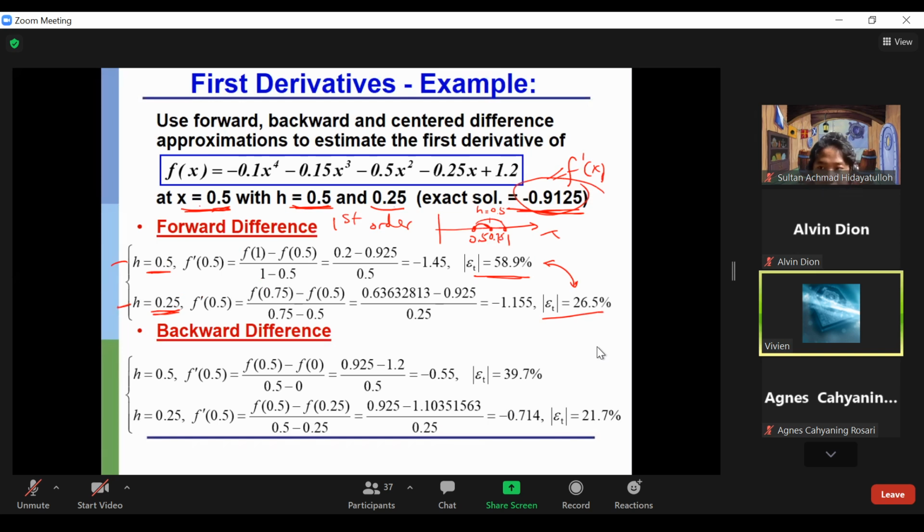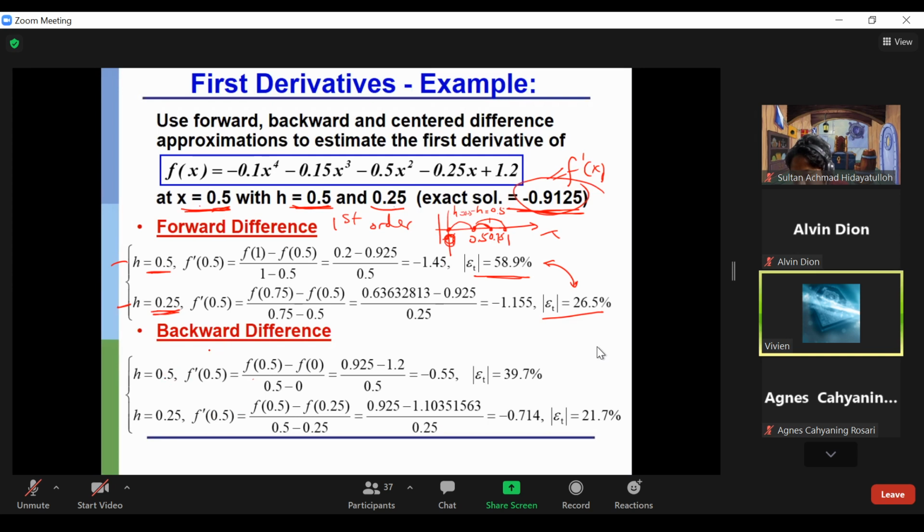Okay. Next, we want to compare the result with backward difference. Exactly the same as before, but now we connect that point with the point before, the backward approach. So with h equal to 0.5, at point 0.5, the point before is 0.5 minus 0.5, which will be 0.